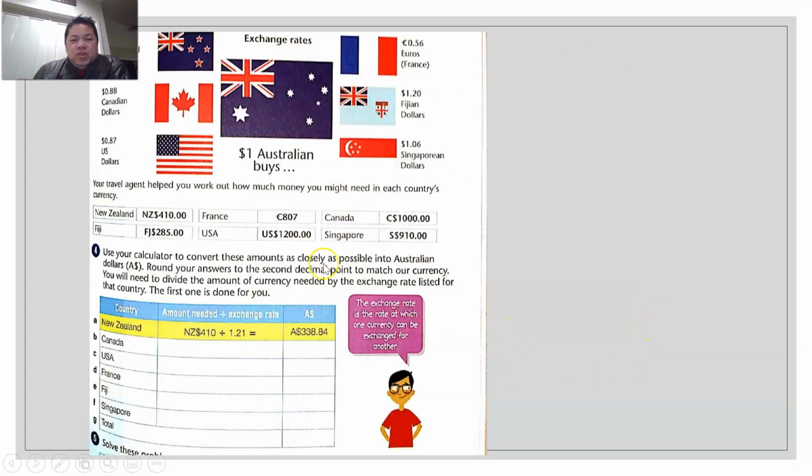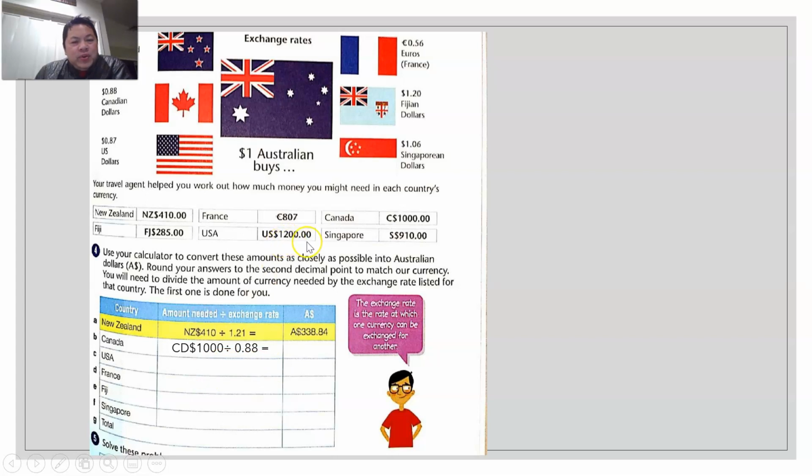So when you want to convert from Australian dollars to a foreign currency, you always divide using the currency exchange. So for this case, because you need to get $410 in New Zealand dollars, you divide by $1.25, which is given here. Okay, so that's why you get this. Divide by 1.21. So Canadian dollars, we need to have 1,000 Canadian dollars because the exchange rate is 0.88. So divide by 0.88. You have to work it out on your own. Use a calculator. So to get the US dollars, can someone tell me how do you get that?